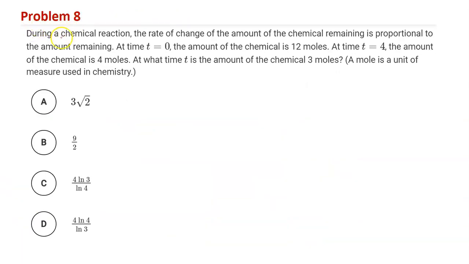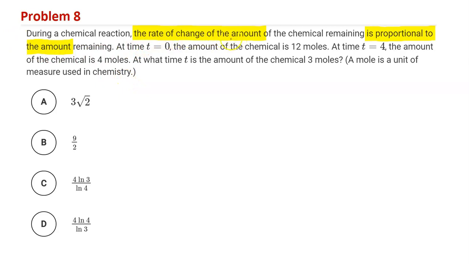Problem 8. During a chemical reaction, the rate of change of the amount of the chemical remaining is proportional to the amount remaining. At time t equals 0, the amount of the chemical is 12 moles. At time t equals 4, the amount of the chemical is 4 moles. At what time t is the amount of the chemical 3 moles? A mole is a unit of measure used in chemistry.